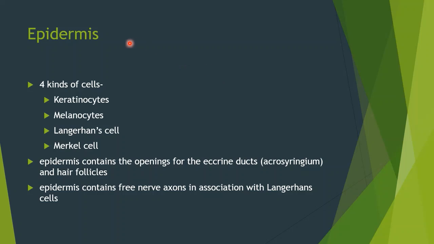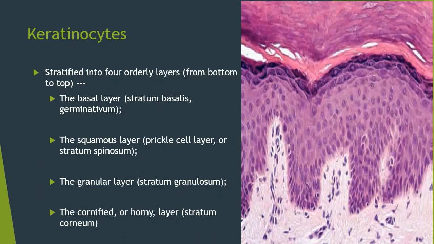Let's first discuss the epidermis. In the epidermis, there are four kinds of cells. The predominant cell is the keratinocyte, followed by melanocytes, Langerhans cells, and Merkel cells. The epidermis contains the openings of the eccrine ducts in the form of acrosyringium and hair follicles, and it also contains some free nerve endings, which are associated with the Langerhans cells.